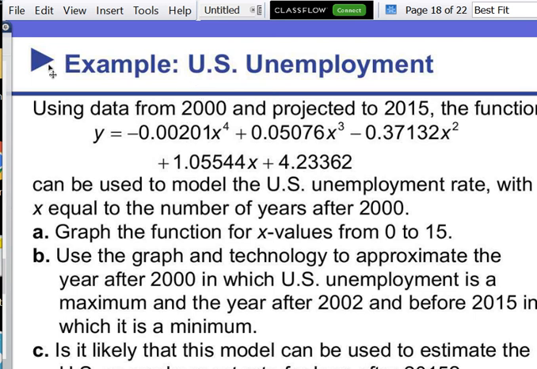Alright, we've got this function here. It is a quartic. If you have your graphing calculator, you're going to want to put this in your y equals and get a graph of that. They're telling us part A, graph the function. Make your x values from 0 to 15 because that will give us the years indicated up here. The y values, you'll just have to graph it and see what that looks like. So go ahead and do that now. Pause the video.